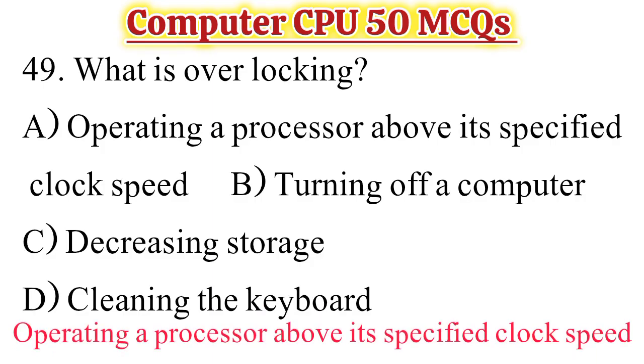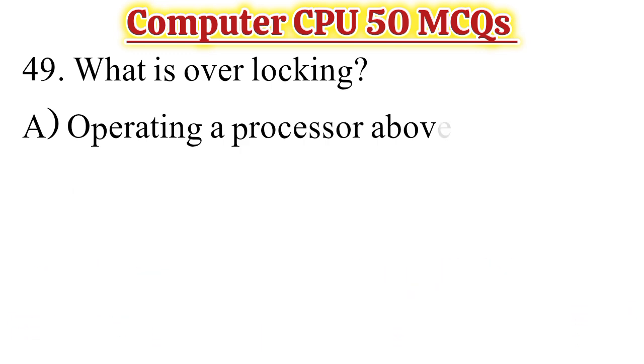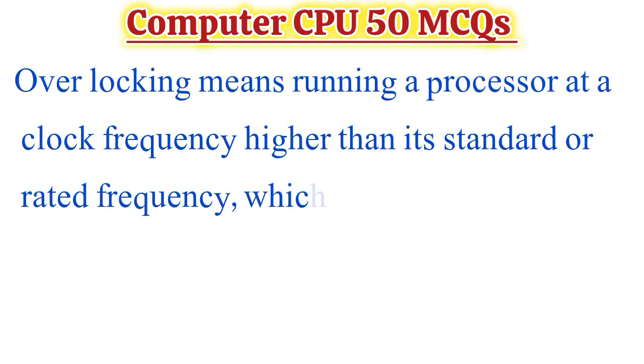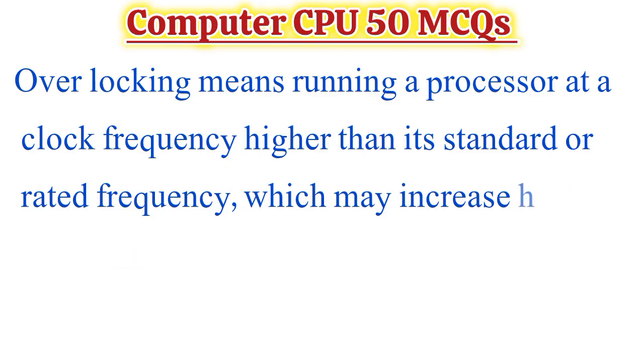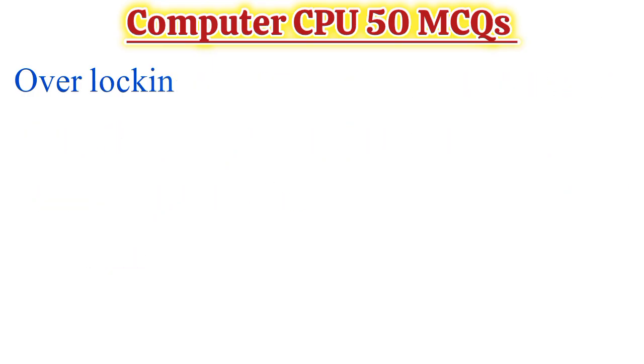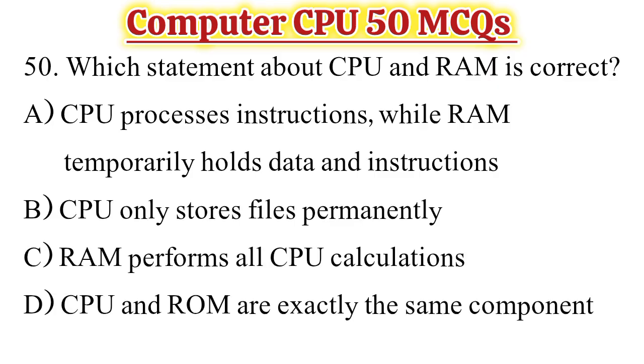Answer: operating a processor above its specified clock speed. Overclocking means running a processor at a clock frequency higher than its standard or rated frequency, which may increase heat and power consumption. 50. Which statement about CPU and RAM is correct? A. CPU processes instructions, while RAM temporarily holds data and instructions. B. CPU only stores files permanently. C. RAM performs all CPU calculations. D. CPU and ROM are exactly the same component.